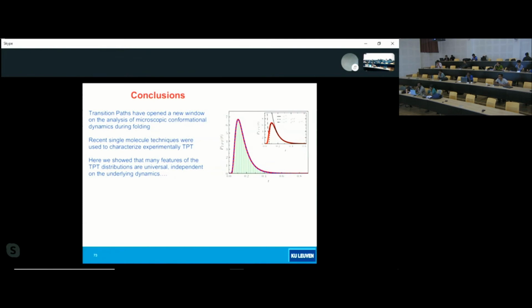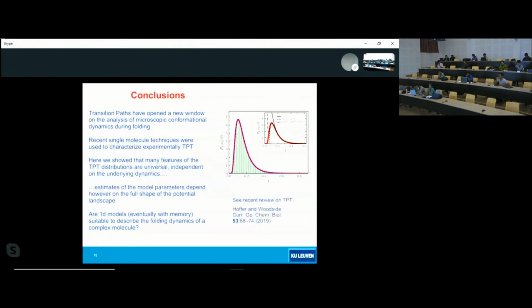So there are many universal features of the underlying dynamics, but of course, when you measure one distribution and try to fit it, one has to be very careful, because the parameters that come out are very sensitive to the potential shape. So although the distribution is universal, one has to be careful in this case. Of course, knowing the underlying potential is very important. And the final question is: are 1D models, eventually with memory, suitable to describe this folding dynamics?